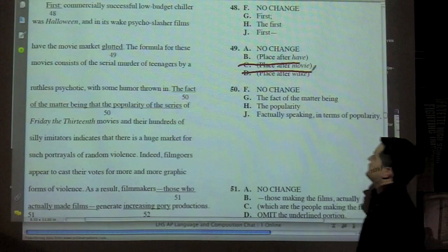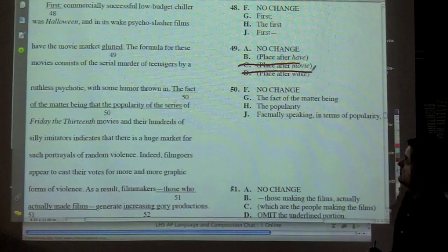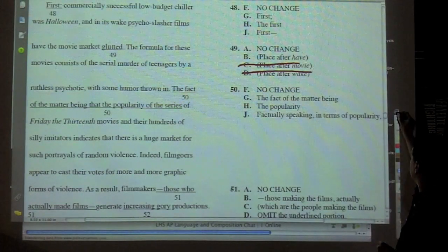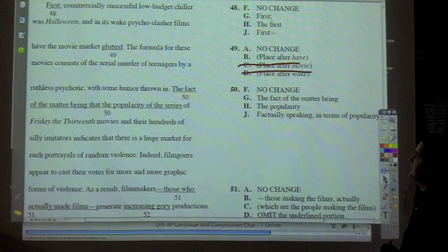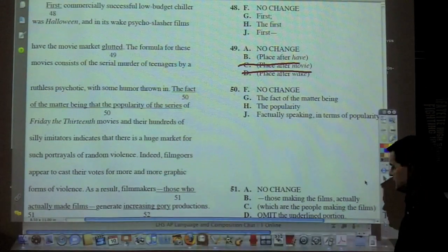So if we're going to do 50-50, we've got A and B. A lot of you voted for A. Most of you voted for B. What do you think now? Is it safe to say that the answer is B? Yes, I think it is. The answer for 49 is B. In this case, the majority was right. So good job.